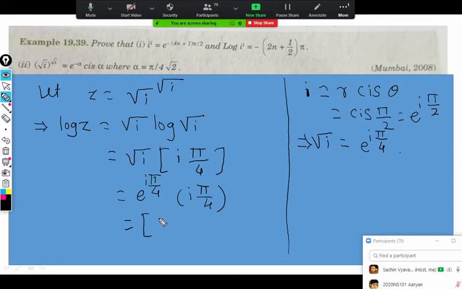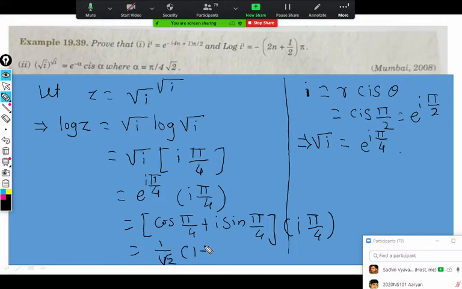What is cos pi by 4? It is 1 by root 2. So this is 1 by root 2. So I'll take 1 by root 2 outside and I will write it as 1 plus i into i pi by 4.